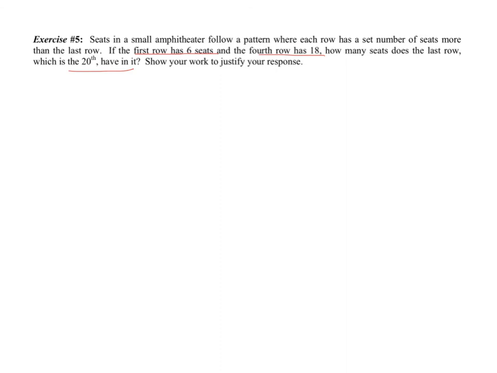Well, in order to set this up and figure it out, I'm going to create a table. So I have my x, I have my y, and I have a table. And it says that my first row has 6 seats. I don't know what the second one has yet. I don't know what the third one has yet, but I do know the fourth one has 18. I have to figure out what I have to count by to get to 18.